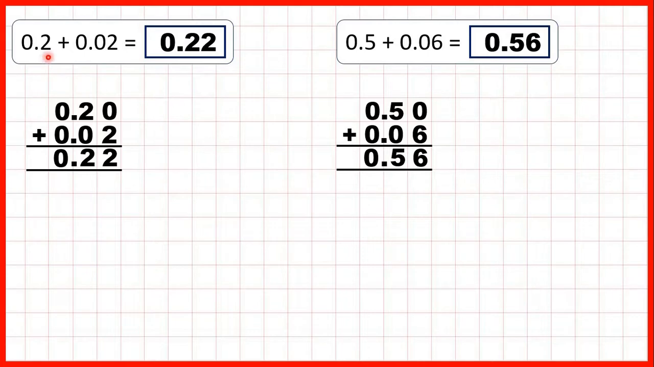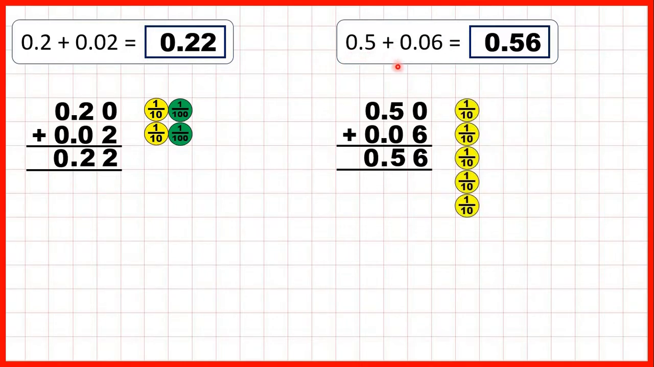So 0.2 is 2/10, and we're adding 0.02, so that's 2/100ths. What do we have altogether? Well, we've got 2/10 and 2/100ths, so 0.22. And for this question, we started with 0.5, so that's 5/10, and we were adding 0.06, so that's 6/100ths. Put those together, and we have 5/10 and 6/100ths, or 0.56.